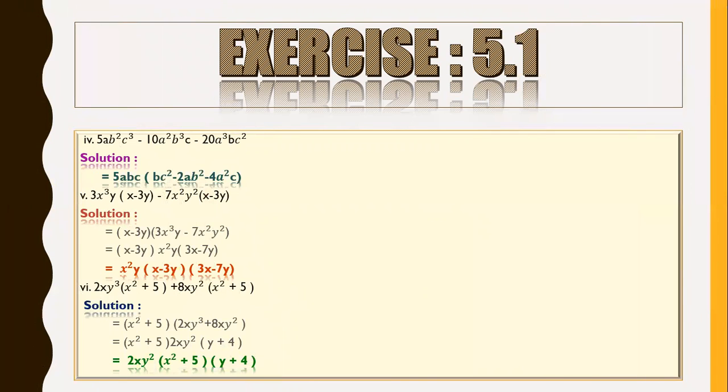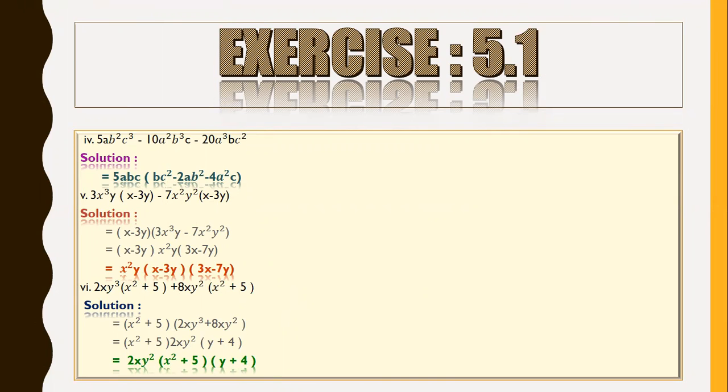5ab square c cube minus 10a square b cube c minus 20a cube b c square. When you are taking the common variable in the brackets, we always see the lowest power of the variable. We take common the smallest power of the variable. In the first term, the lowest power of a is a, the lowest power of b is b, and the lowest power of c is c. It means that we can take common a, b, c.